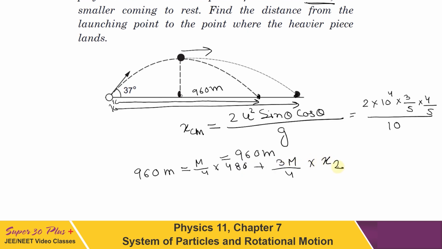x2 I have taken as the position of the heavier mass, its coordinate from the launching point, and this whole divided by m. Now on substituting all the values, x2 will come out to be 1120 meter. This is the point at which the heavier mass will land on the ground.